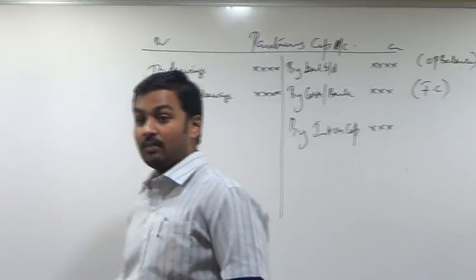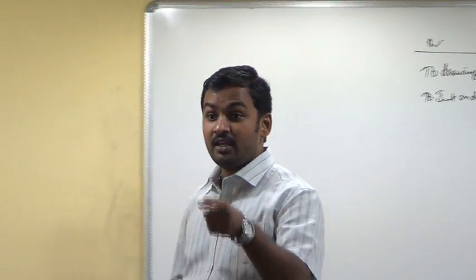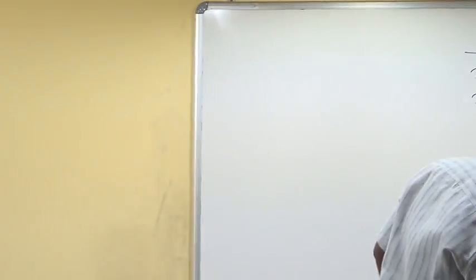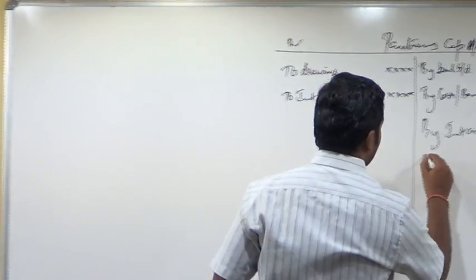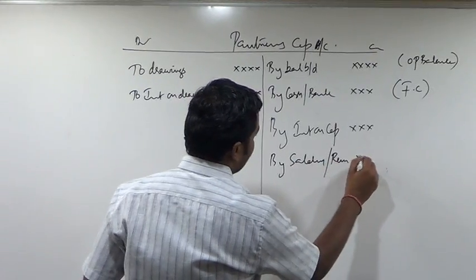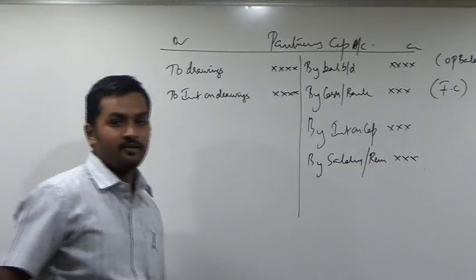Now, sometimes a partner gets salary, remuneration, commission. What is the entry we pass for that? Salary, remuneration, commission is an expense for the firm. It has to be credited to whom? Partner's capital account. What is the entry you write? Salary, remuneration, commission account debtor to partner's capital account. So write here by salary, remuneration, etc.